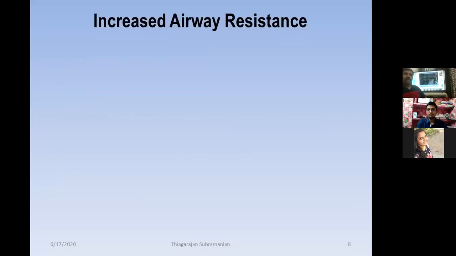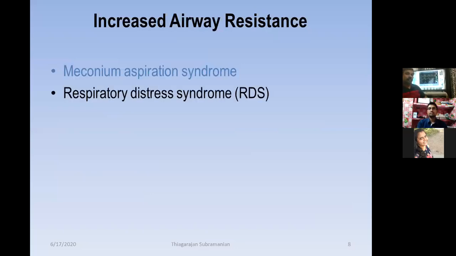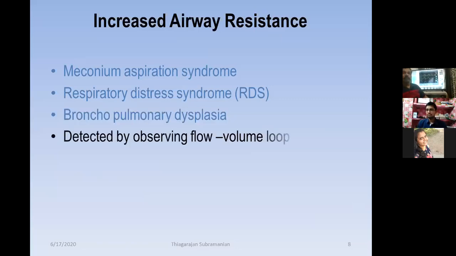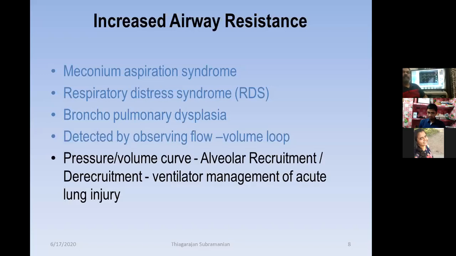So what are the problems they have found? Whenever the resistance is increased, what is the major concern? Most of the time it is patients with meconium aspiration syndrome, respiratory distress syndrome, now ARDS, and bronchopulmonary dysplasia. These are the main areas they focused on, analyzing the waveform by observing the flow volume loop, and the pressure volume curves, which offer a unique opportunity for evaluating alveolar recruitment and de-recruitment. These are the major points that physios focus on in ventilator management, especially in acute lung injuries.